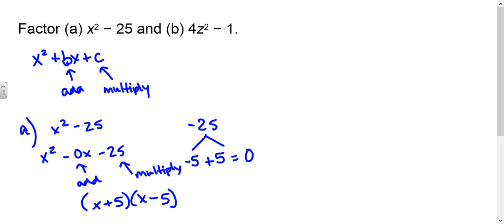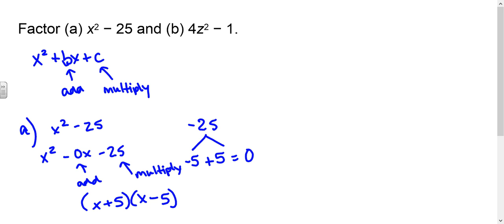So if I check that, if I take x times x, I get x squared. And then x times negative 5 would be negative 5x. And then 5 times x would be positive 5x. So the negative 5x and the positive 5x are going to cancel each other out. And then I have 5 times negative 5, which gives me the negative 25. So when I multiply this, I get x squared minus 25.